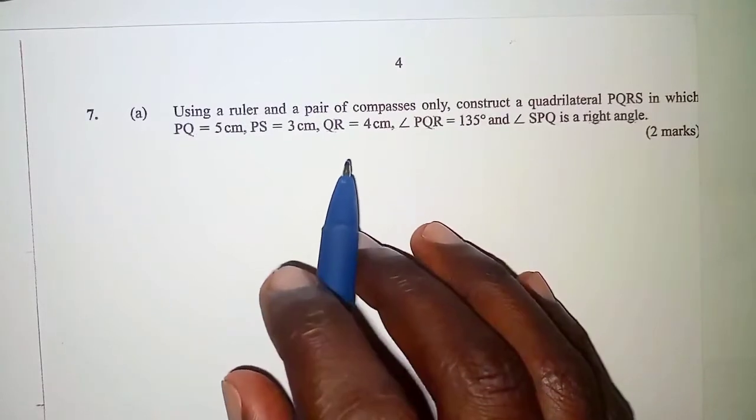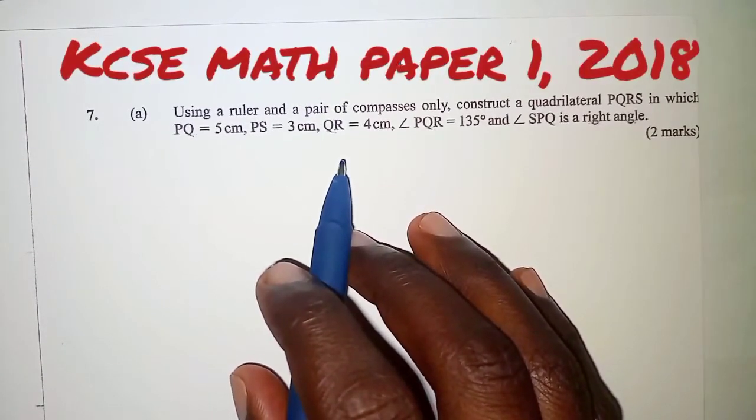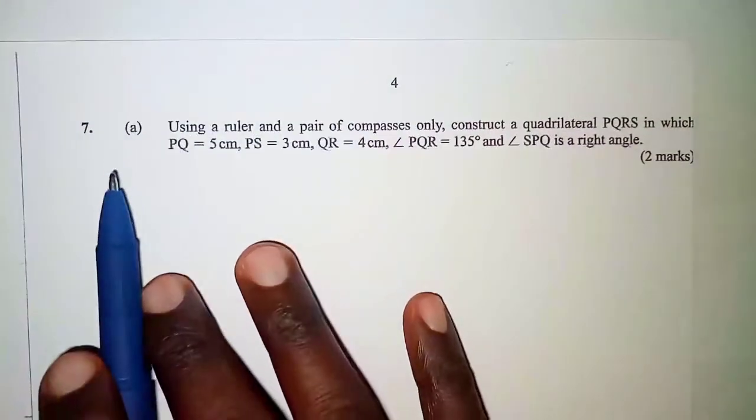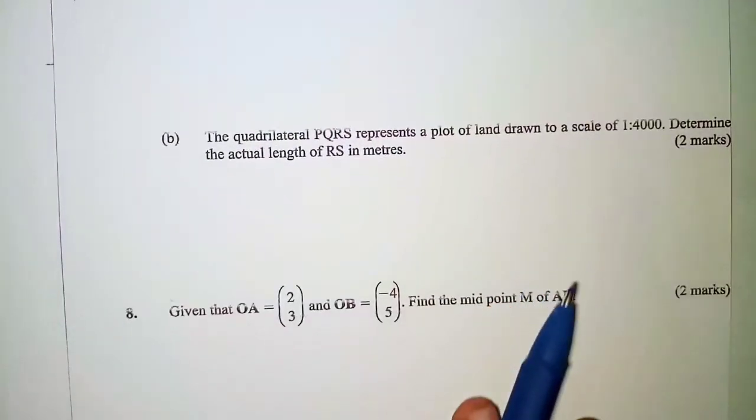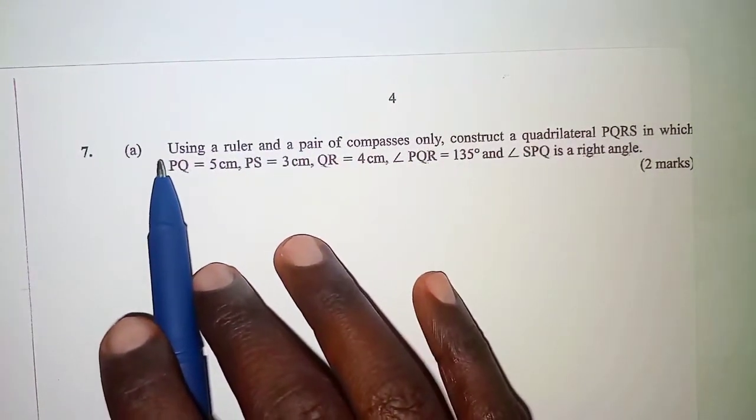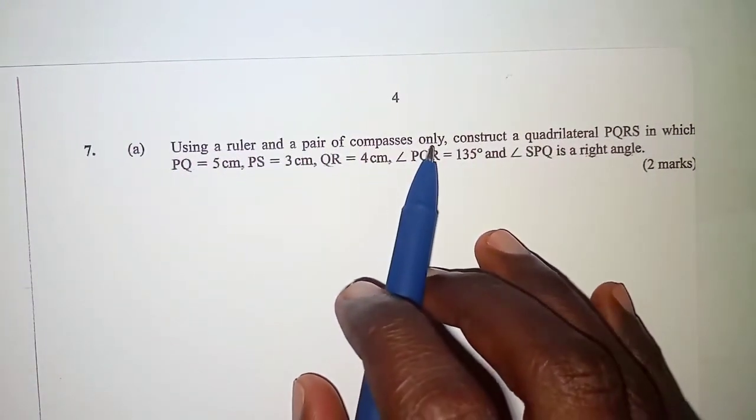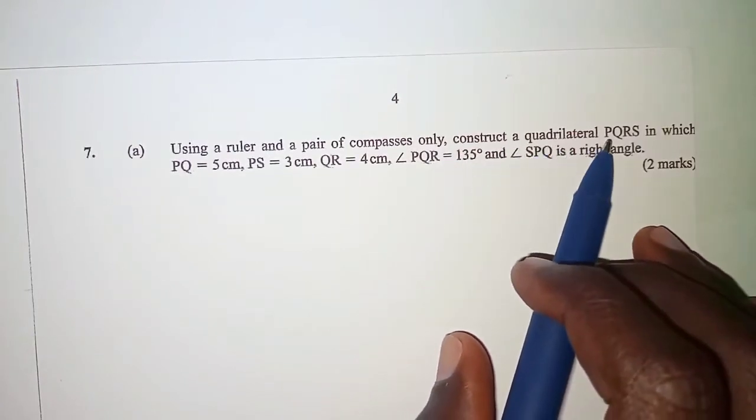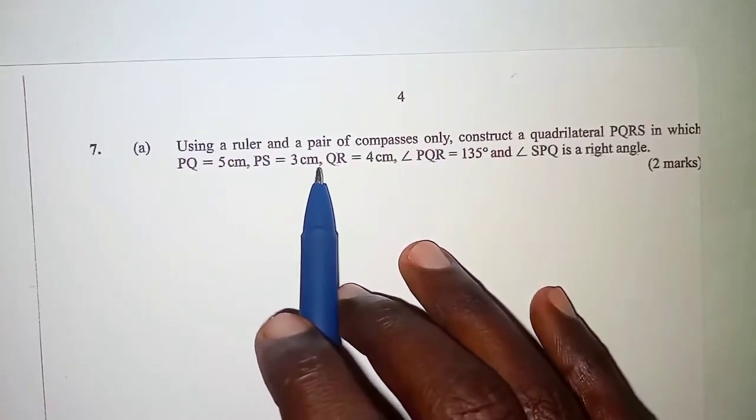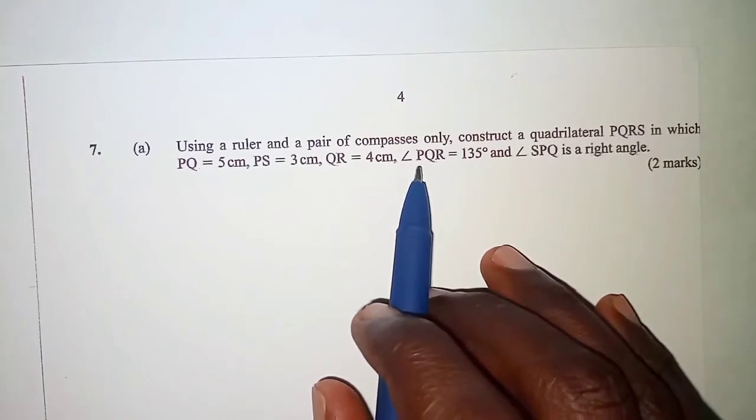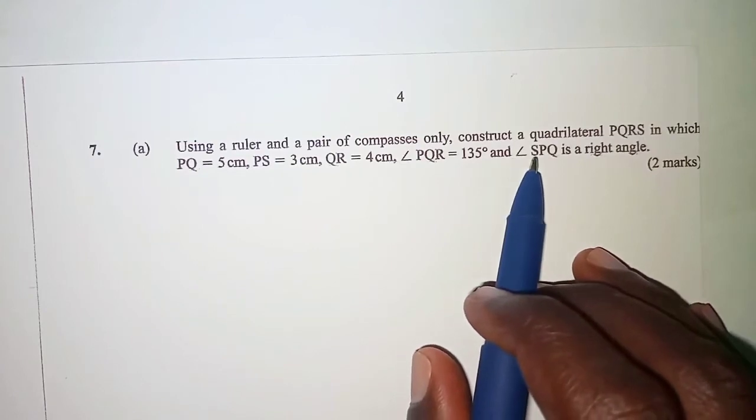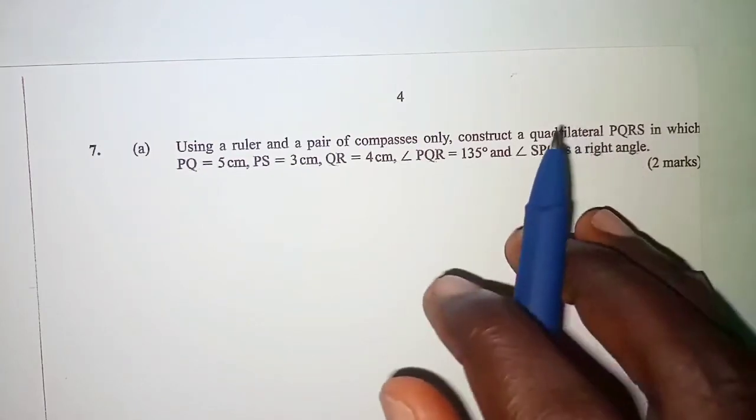Welcome to today's presentation. Today we look at KCSE Mathematics Paper 1, 2018, and we look at question number 7 and question number 8. So in question number 7, part A, using a ruler and a pair of compasses only, construct a quadrilateral PQRS in which PQ is 5 centimeters, PS is 3 centimeters, QR is 4 centimeters, angle PQR is 135 degrees, and angle SPQ is a right angle.